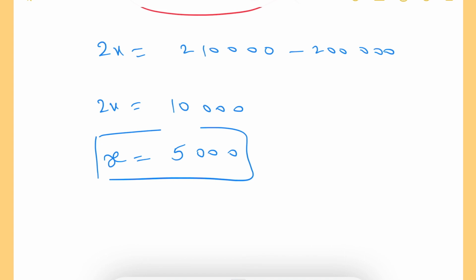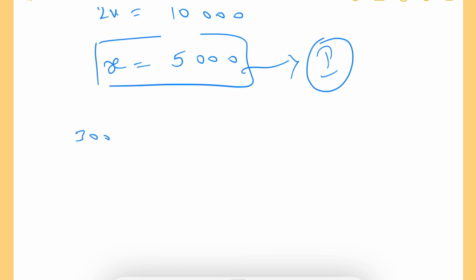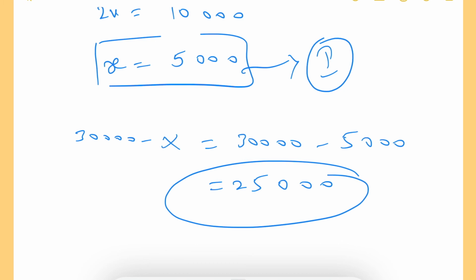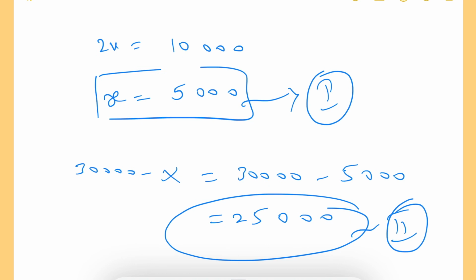So it means, to get the annual total interest of 2,000 rupees, 5,000 we need to invest in the type 1 bond. Then the second one will be 30,000 minus x, that is 30,000 minus 5,000, which is nothing but 25,000. So to get the 2,000 rupees total interest for the annum, we need to invest 5,000 in the type 1 bond and 25,000 in the type 2 bond. So by this we completed exercise 3 of B.